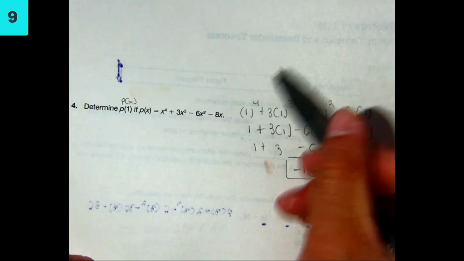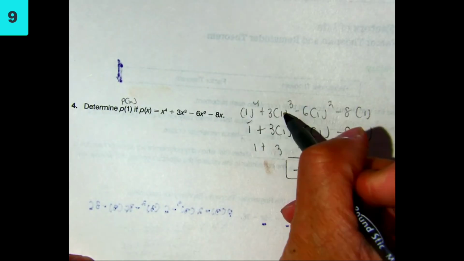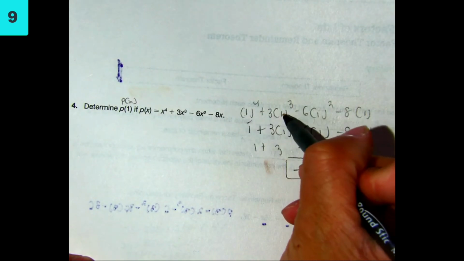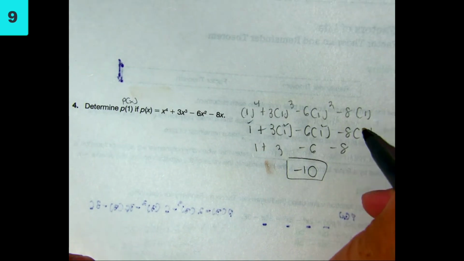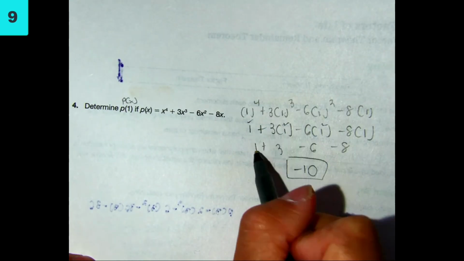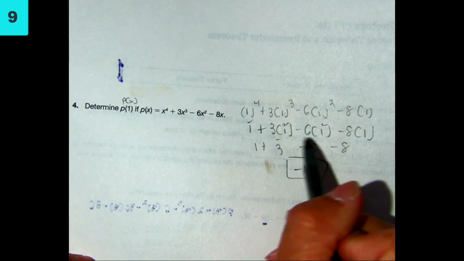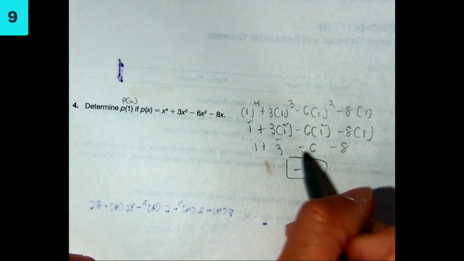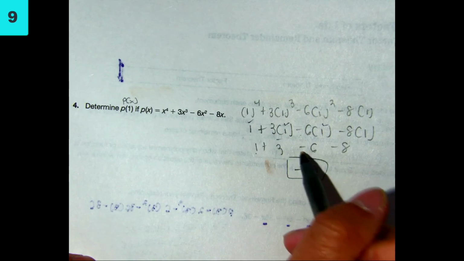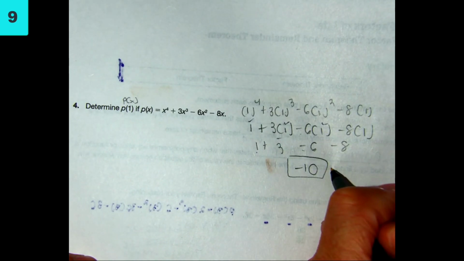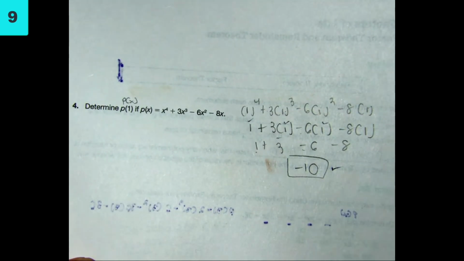So I have 1 to the 4th power, correct. This is 1 to the 3rd power times, that is 1, correct. 1, 1. And then I get 3 times 1 is 3, yes. Negative 6 times 1 is negative 6, yes. And then 1 plus 3 is 4. 4 minus 6 is negative 2. Negative 2 minus 8 is negative 10. Good. So the student recognized it, just missing the work there.